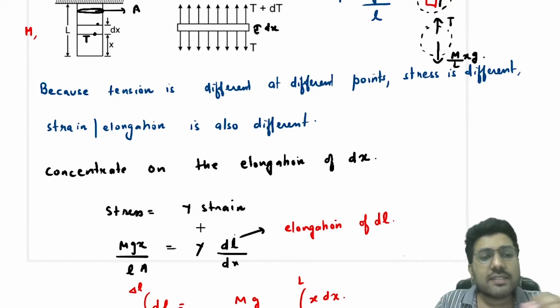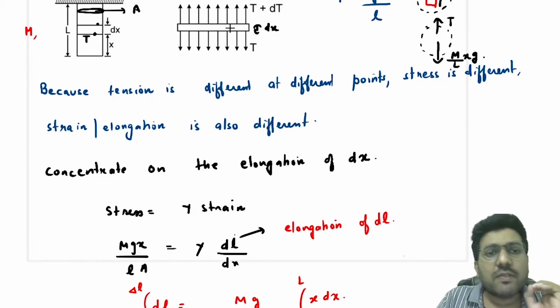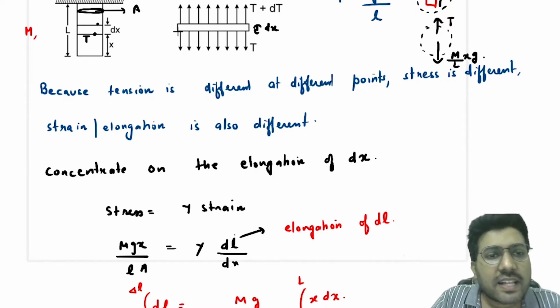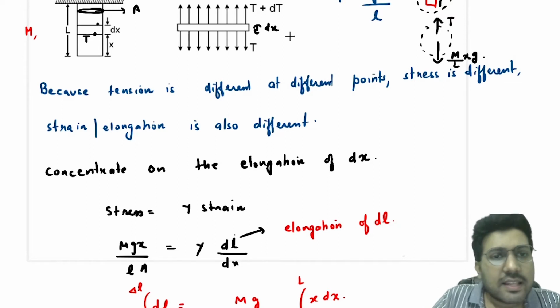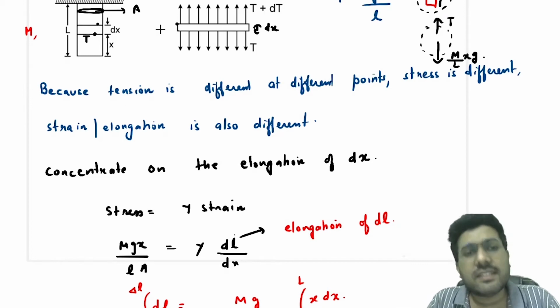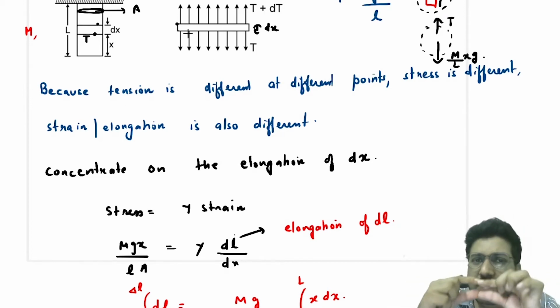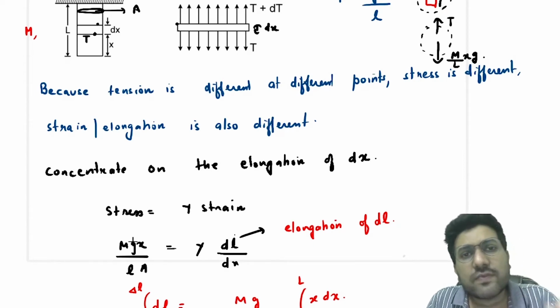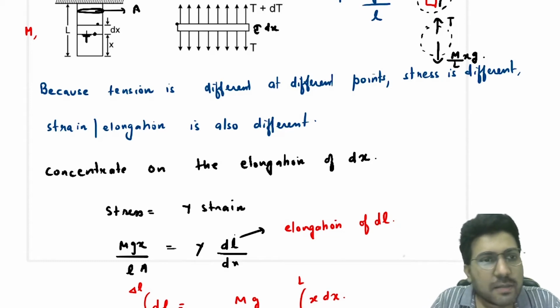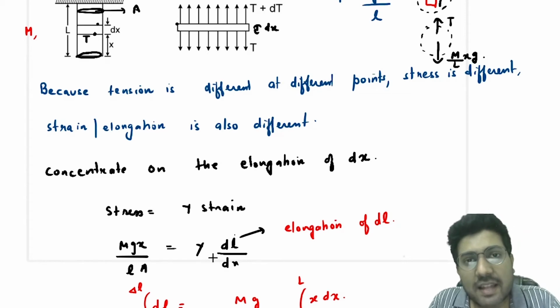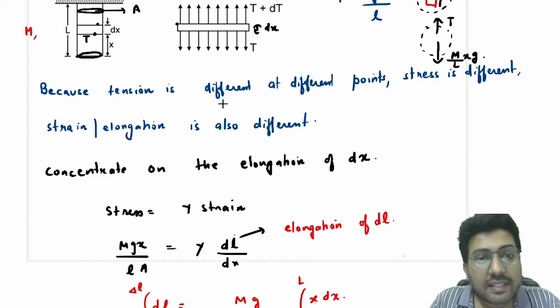If we concentrate on this element, because the thickness is so small, we will assume that the tension here, which is mgx by L, is almost equal to the tension here, which is mg(x plus dx) by L, because dx is very small. So in this small element, we will assume that the tension is constant, and that is mgx by L. Here stress is force upon area. So mgx by L divided by the area of cross section, suppose A, is equal to Y delta L by L. Now, what is the length of this element?